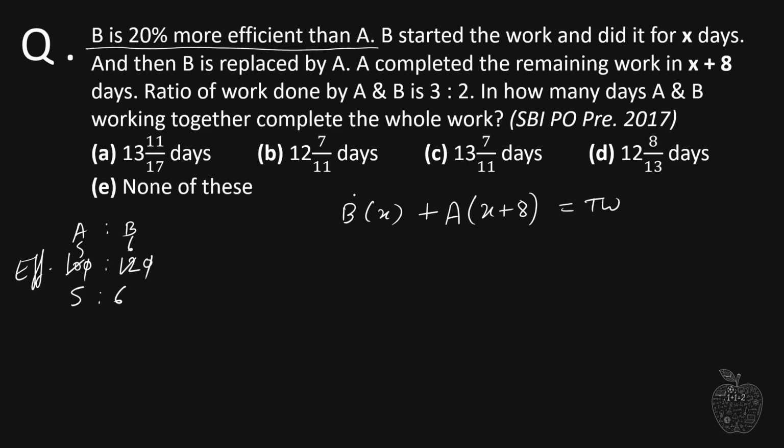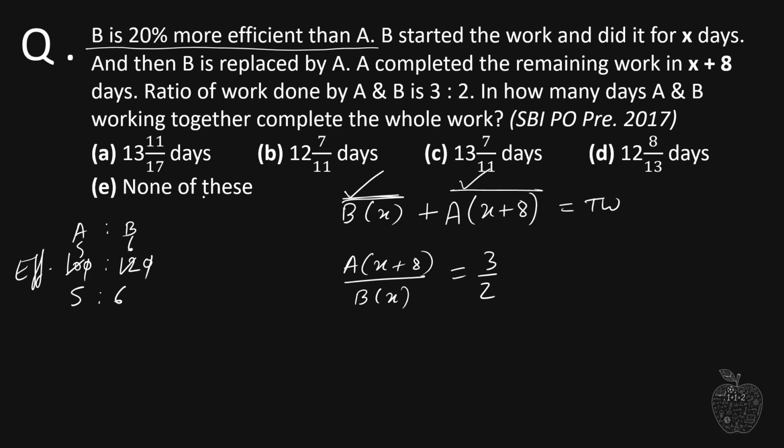B working for X days gives us B's work, and A working for X plus 8 days gives us A's work. We are given the ratio of work done by A and B as 3:2. So A working for X plus 8 days gives us the work done by A, divided by B working for X days, which gives us the work done by B, and this ratio is equal to 3/2.